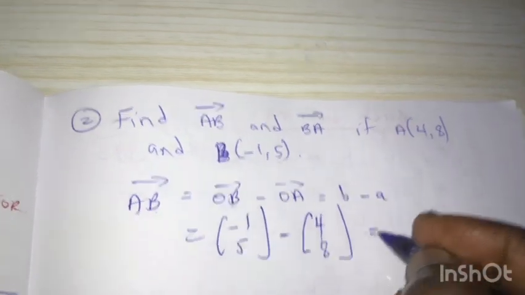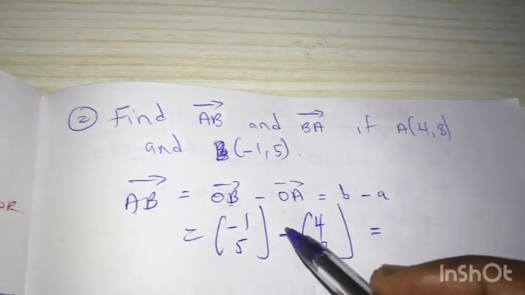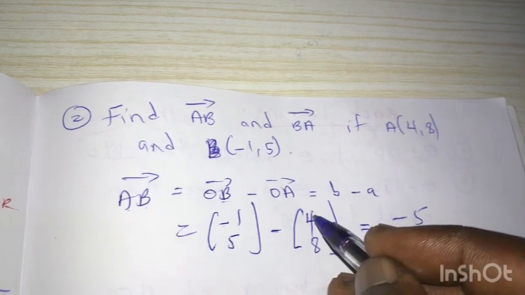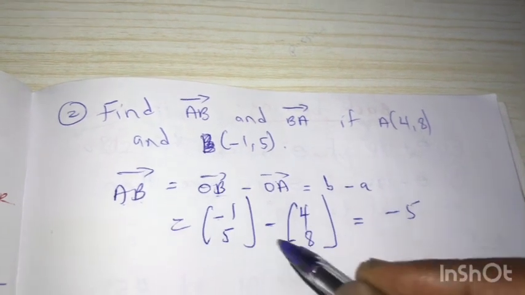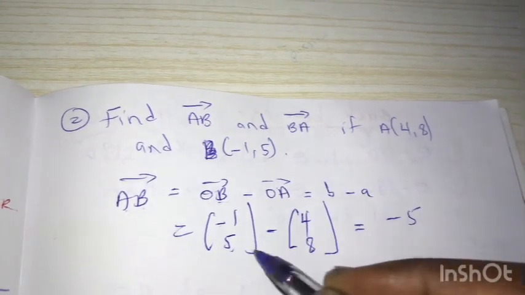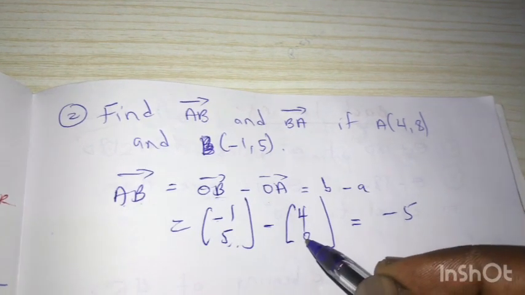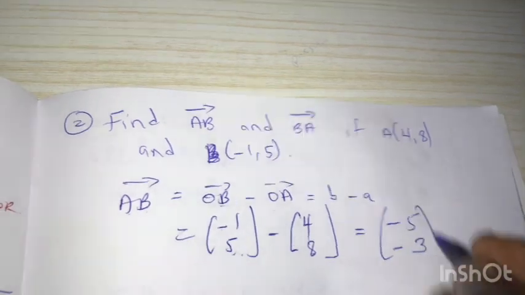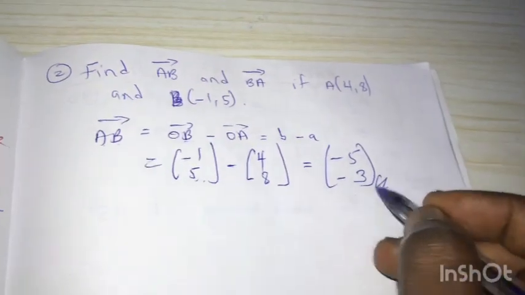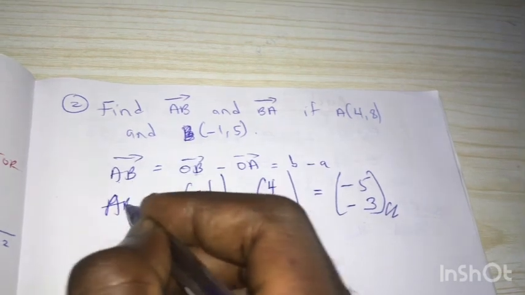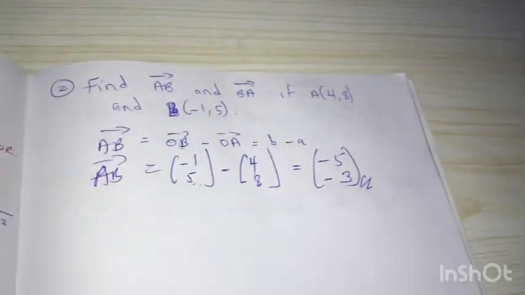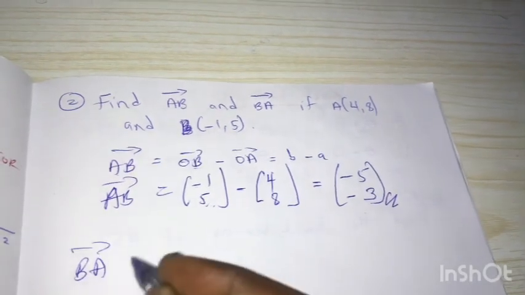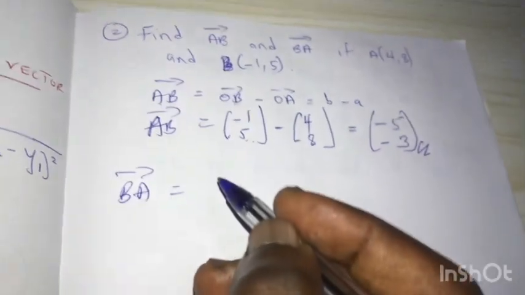Let's do this very simply. Negative 1 minus 4 is negative 5. We are owing 1, and if we borrow another 4, we are still owing 5. Then 5 minus 8: if you have 5 and you borrow 8, you pay the 5 and you are still owing 3. So this is the vector AB. Very simple, and I believe you can try the BA. So vector BA, what are you going to get?